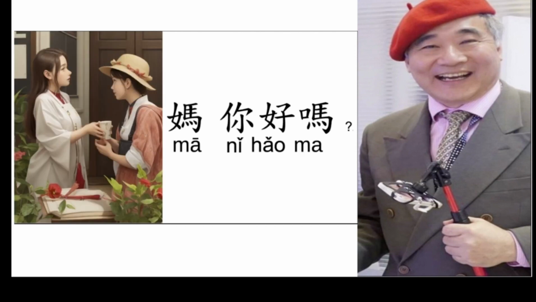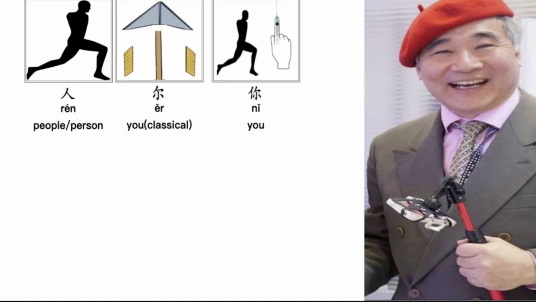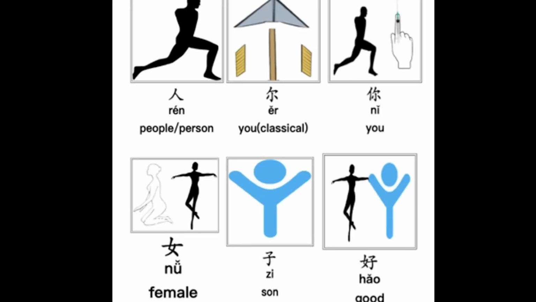In the first episode, we explained how the characters ren and er combine to form ni, as well as how nu and zi come together to create hao. If you're not familiar with these 6 words, feel free to revisit the first episode to learn from their explanations and the stories behind their character development. These stories will help you easily learn these 6 words.